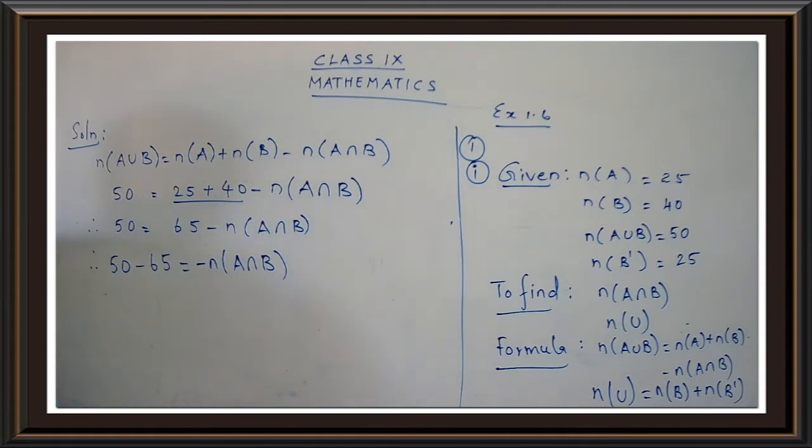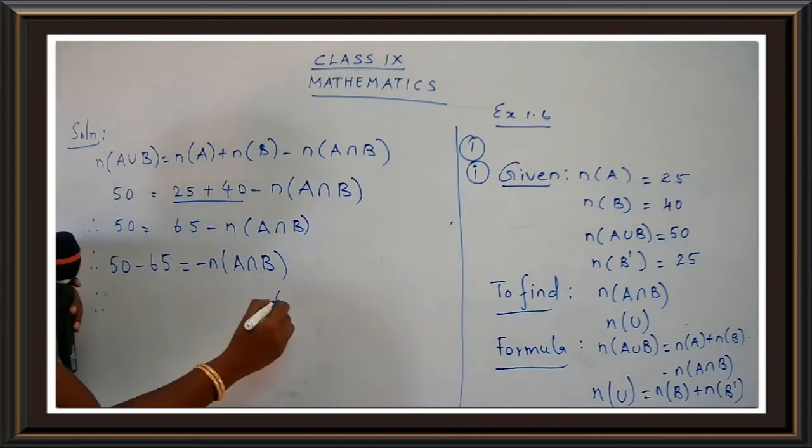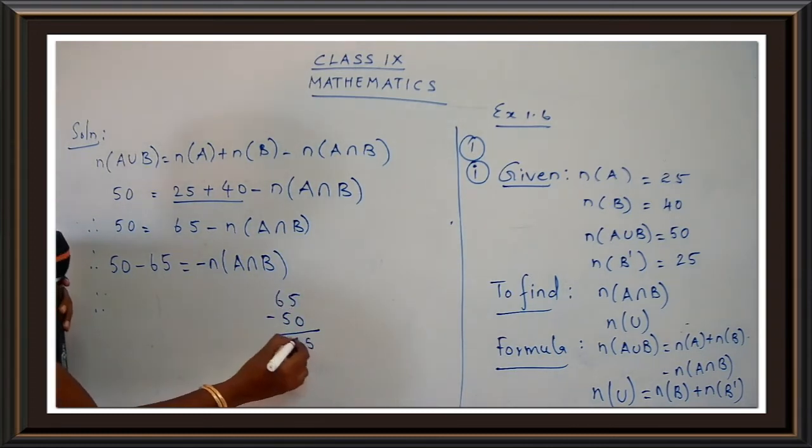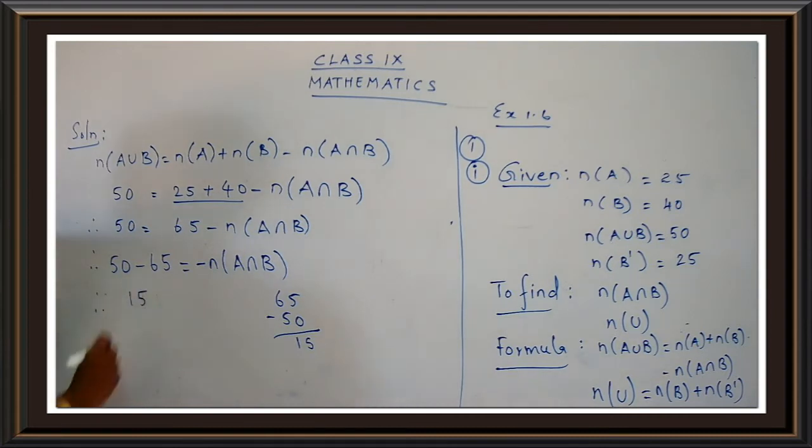Okay, now let's simplify this. 50 minus 65. So plus minus. When you have plus minus, you have to do the subtraction. So what is the answer for 65 minus 50? That is 15. Okay, 15. Now we have to focus on the sign of the bigger number. Which is the bigger number children here? 50 or 65? Yeah, 65 is the bigger number. And you have to write the sign of the bigger number. What is the sign of the bigger number? It's minus. So the answer is minus 15.